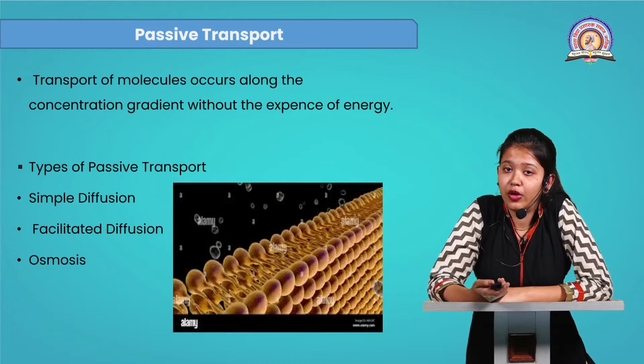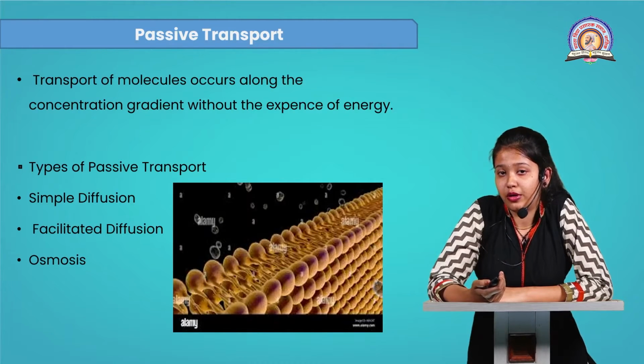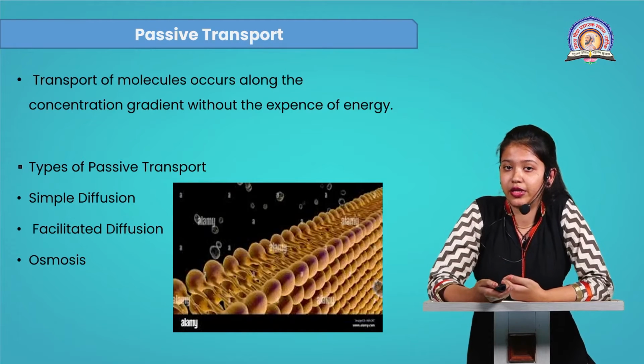Some non-polar molecules such as CO2, N2, oxygen, water, glycerol, and ethanol can easily pass through the lipid bilayer. Why? Because the lipid bilayer allows the transport of small molecules rather than large molecules. Also, this is limited to non-polar molecules rather than polar molecules. So, for the transportation of polar molecules and ion channels, we need transporter proteins.